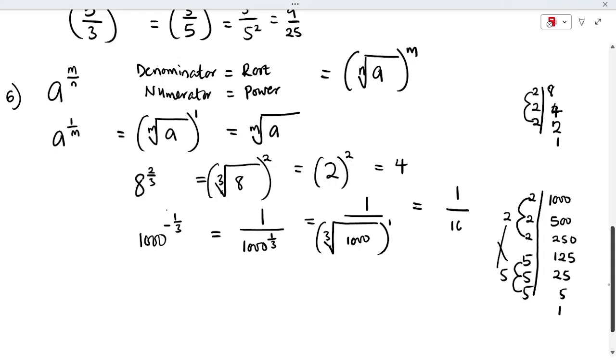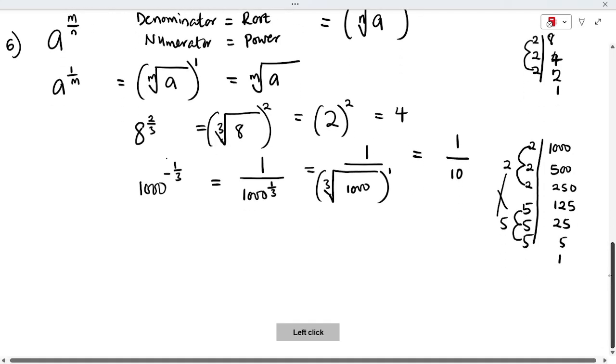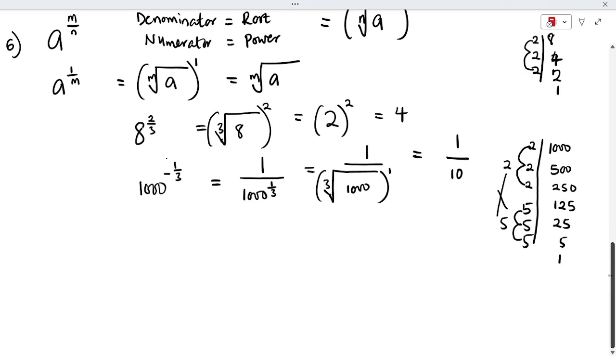So we have 1 over 10. Again, raised to power 1 means nothing, so we'll simply leave it at that. And our answer is 1 over 10. I like to show this without using a calculator, because with some of these questions, it is faster to even use your head than to use calculators.